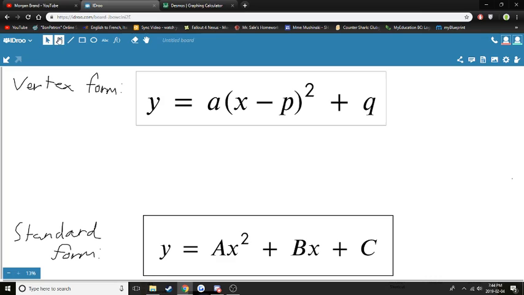So down here is standard form. This is what you're used to. This is the kind that you factor and solve to find the roots. But here is vertex form, and what's good about it is that you can easily find the vertex with these variables p, q, and a.